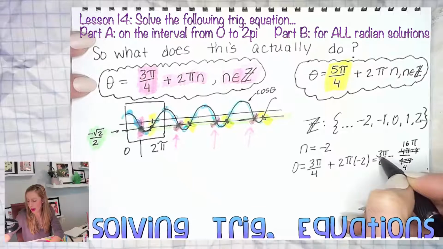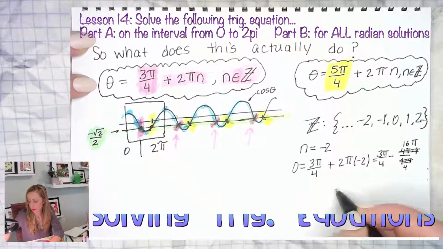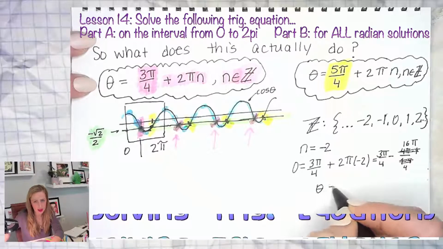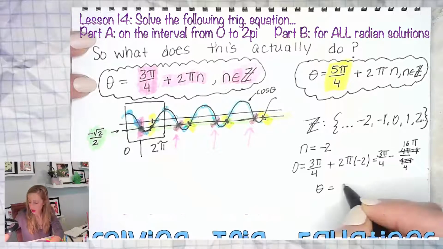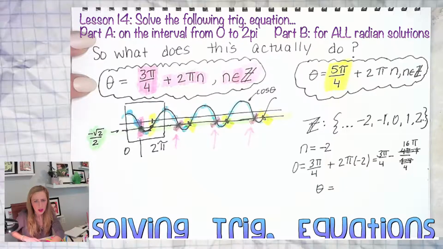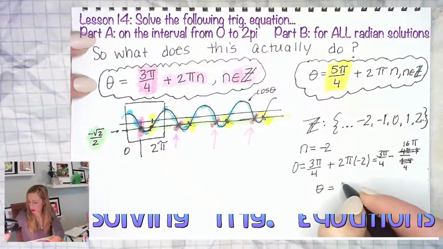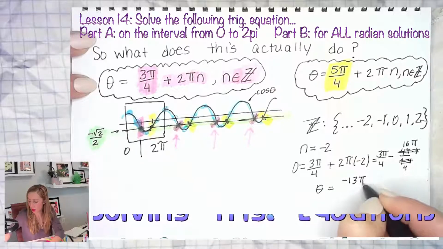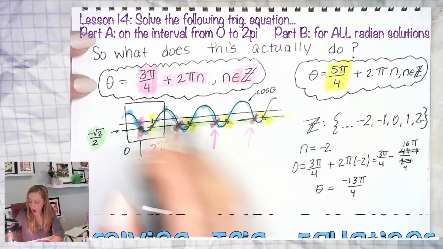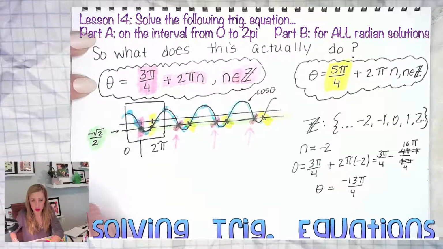So what's 3 pi over 4 minus 16 pi over 4? Who can tell me that? Theta equals 3 pi over 4 minus 16 pi over 4. What do I get, Emerson? -13 pi over 4. So that is one other answer. If I kept this going this way, I would get -13 pi over 4.